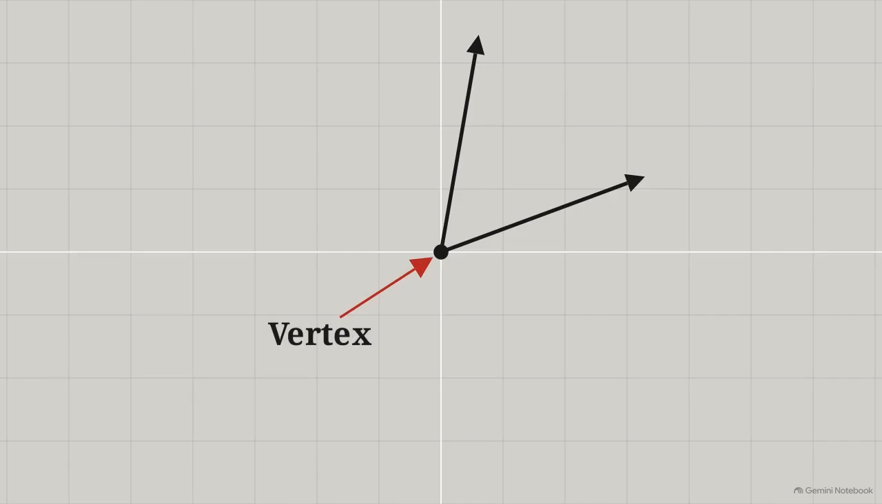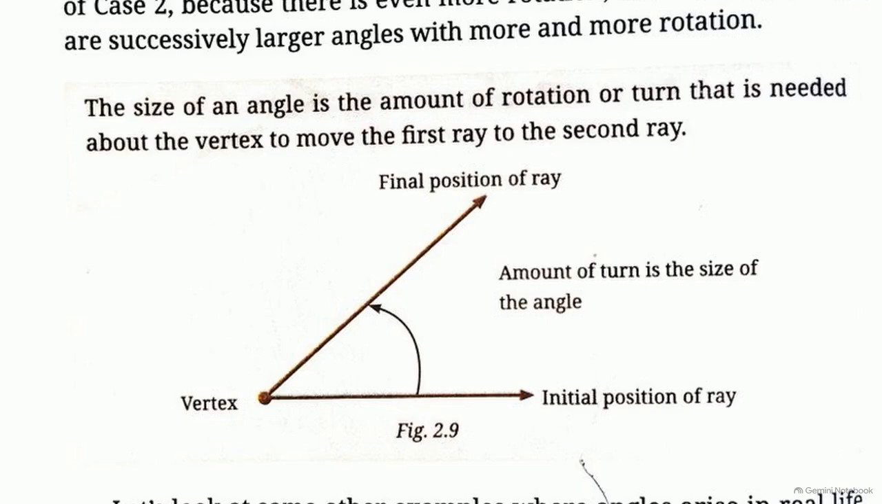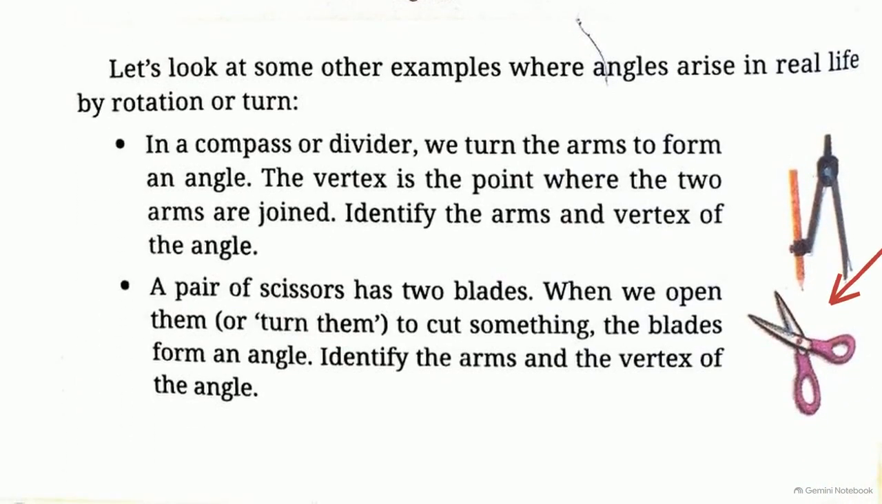An angle is formed when two rays share a common starting point. The common starting point is called the vertex, and the two rays are referred to as the arms of the angle. An angle's size isn't determined by line length, but by the rotation required to move the first ray to the second. You see this in scissors or a compass. The angle changes as the arms move apart, regardless of how long the blades are.